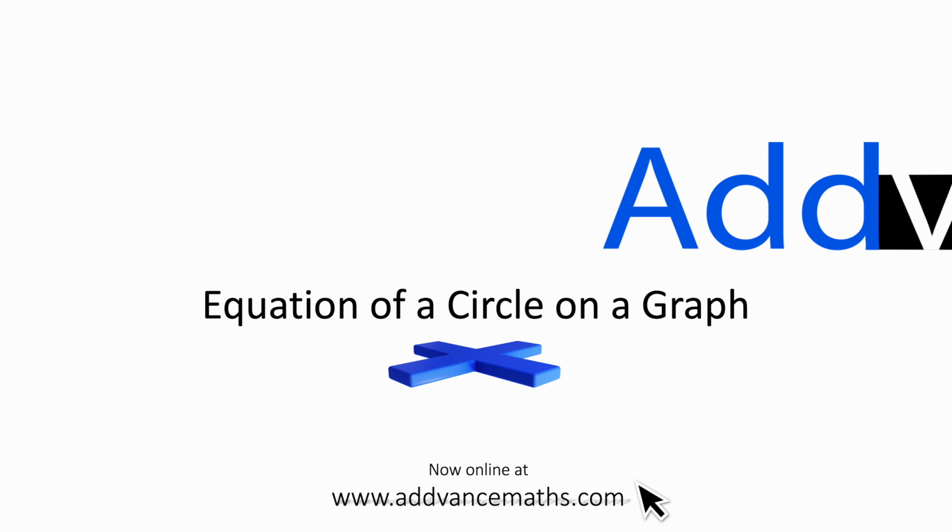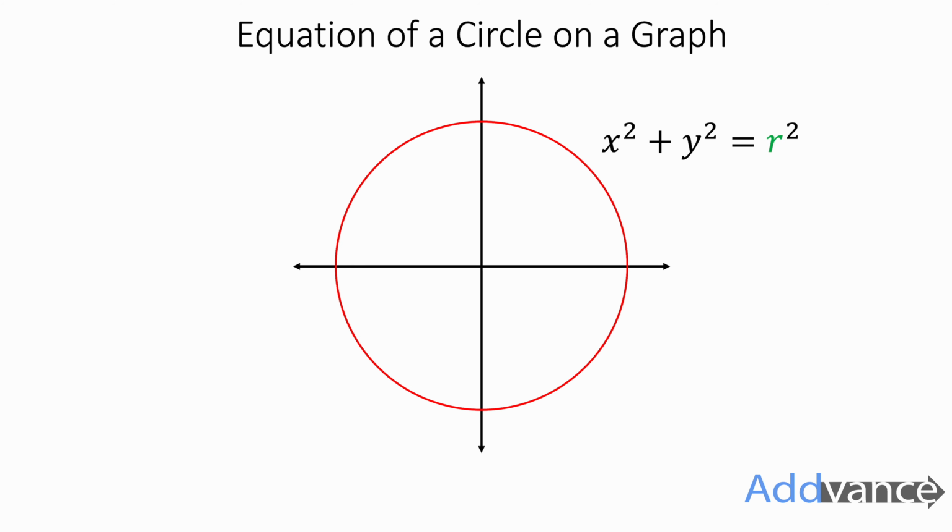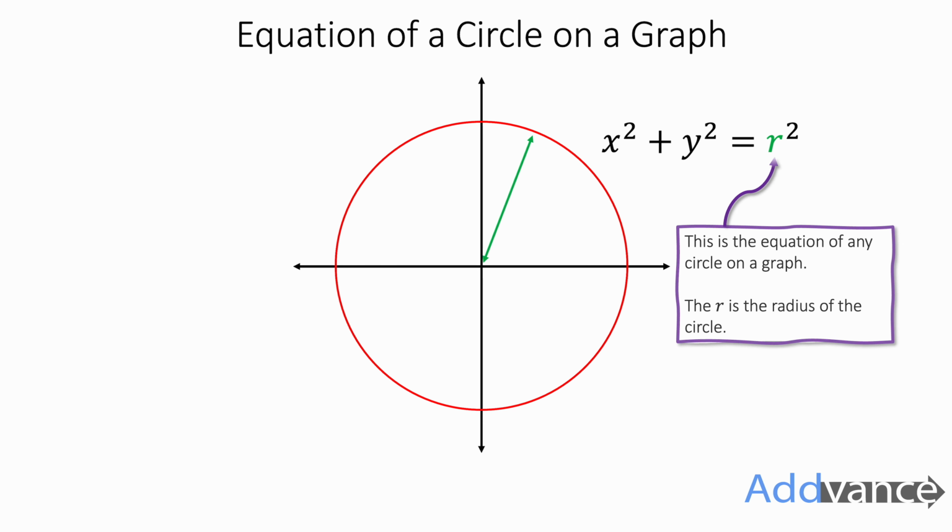Today we're looking at the equation of a circle on a graph. So here we have a circle and it's got a centre of 0, 0 and it's got a radius of r. The equation of the circle is x squared plus y squared equals r squared. This is a typical form of any circle on a graph.